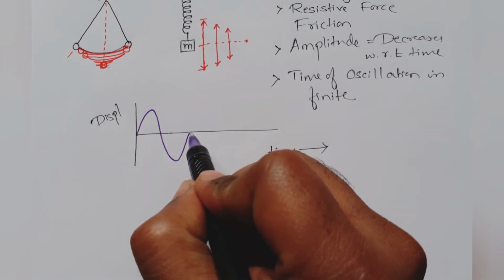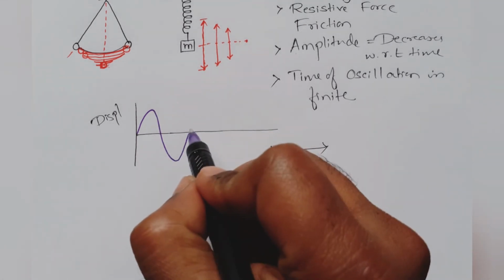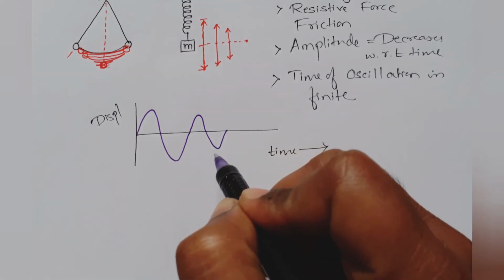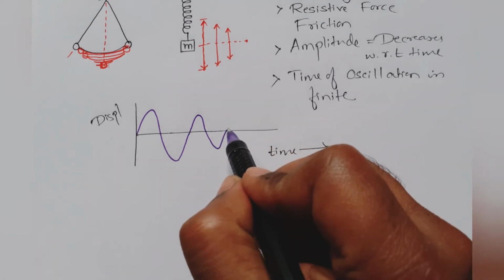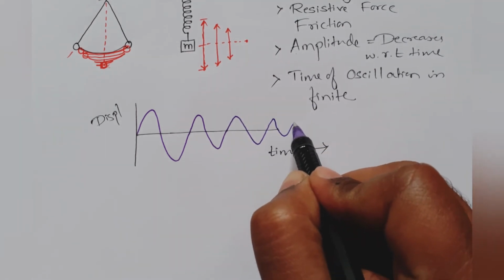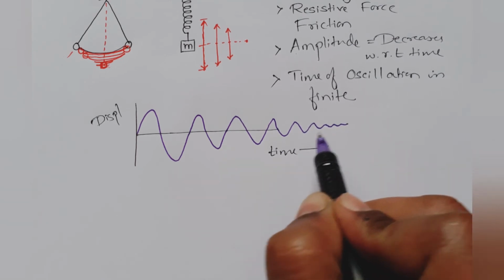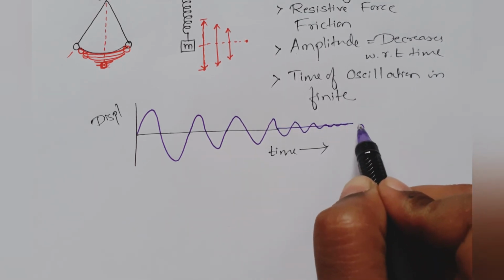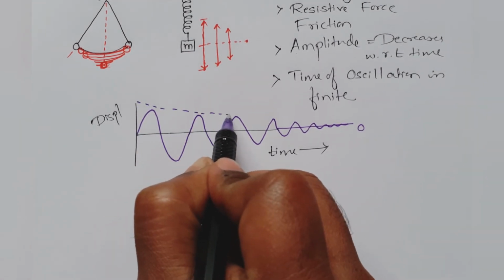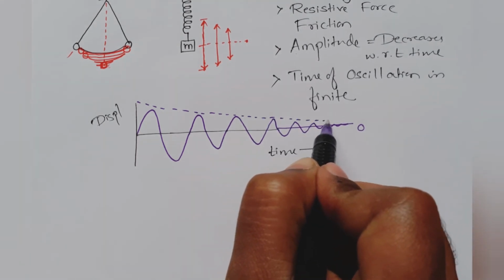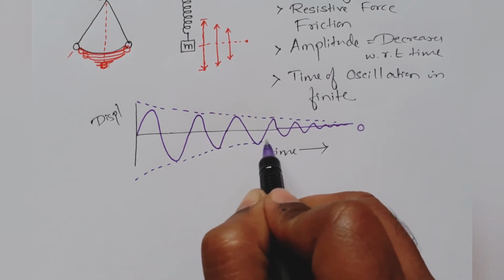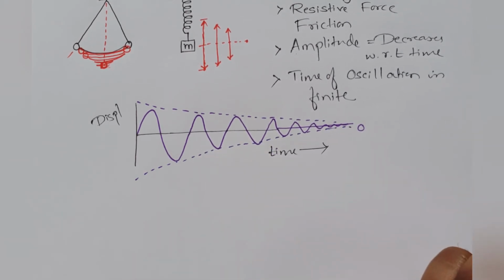In the second cycle the height or the amplitude should decrease, so it will decrease a little bit, and on the other side also it has decreased. In the next cycle it decreases further, and then it decreases, and finally it reaches 0. So the amplitude is constantly decreasing, or it is damping. So the amplitude of the oscillations is damping. That's why it is called damped oscillations.